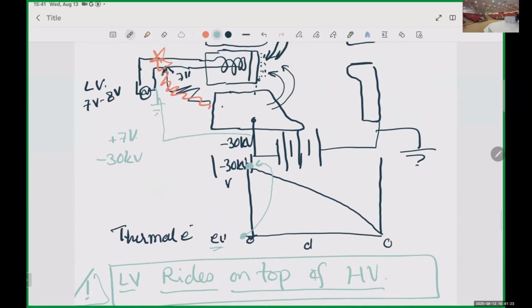You just connect the ground of the low voltage power supply with one end of this thing.